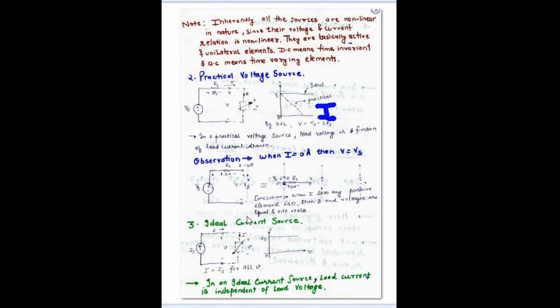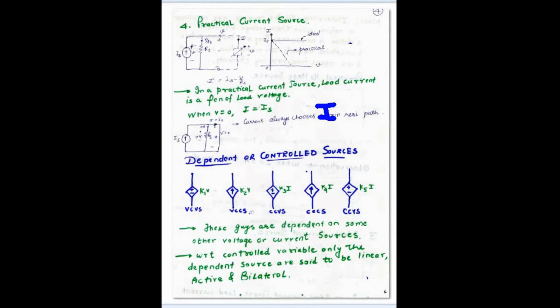Now third is the ideal current source. The simple definition: in an ideal current source, load current is independent of the load voltage. Whatever the magnitude of the voltage here, the current IS won't change. Let the voltage change here, but the current won't change. This is the ideal current source definition: I is equal to IS for all V. For all V, I will be equal to IS. This is the simple definition of the ideal current source.